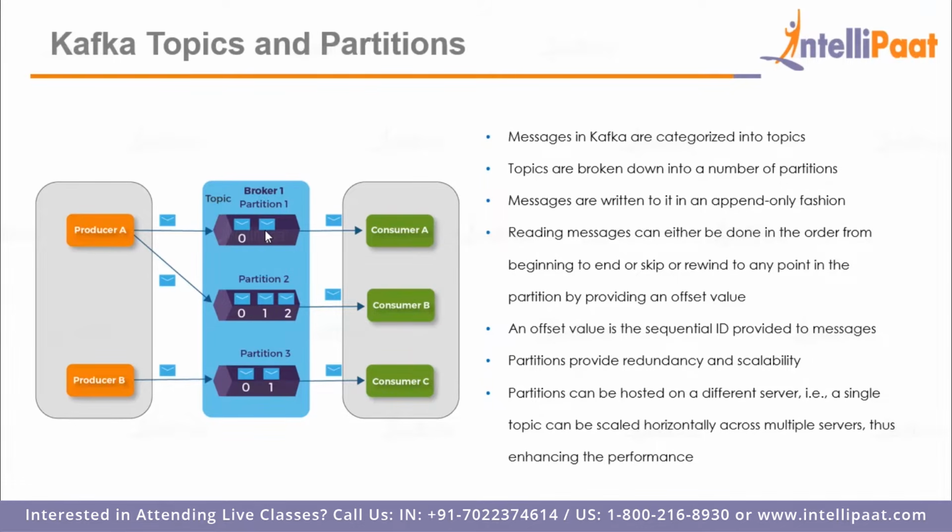Now this is how producers write the messages into the broker. But reading messages is different. Reading messages can either be done in order from beginning to the end, or we can skip certain messages, or we can go back, or rewind to any point in the partition by providing an offset value. Now, let's say this consumer A wants this message at offset 0 from partition 1.